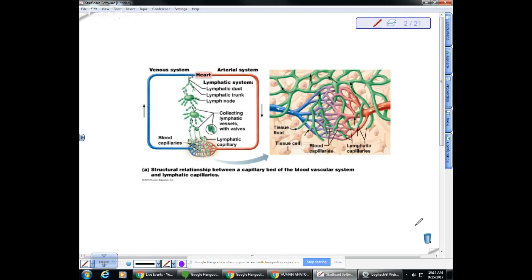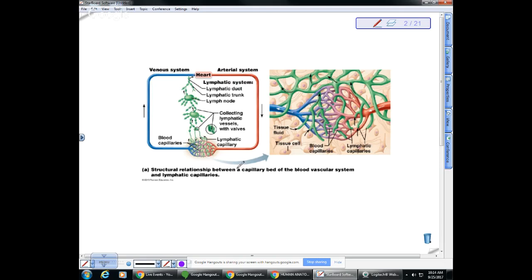Now you'll notice something kind of weird about these lymphatic vessels in that they are blind-ended tubes. In the past, people actually thought that they were like straws, and they just had a hole in them and were sucking the fluid out. But now we know that they actually do have a mechanism to open and close.